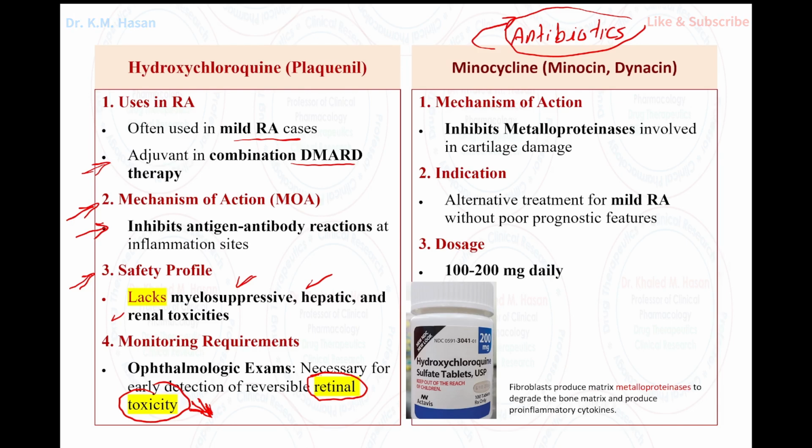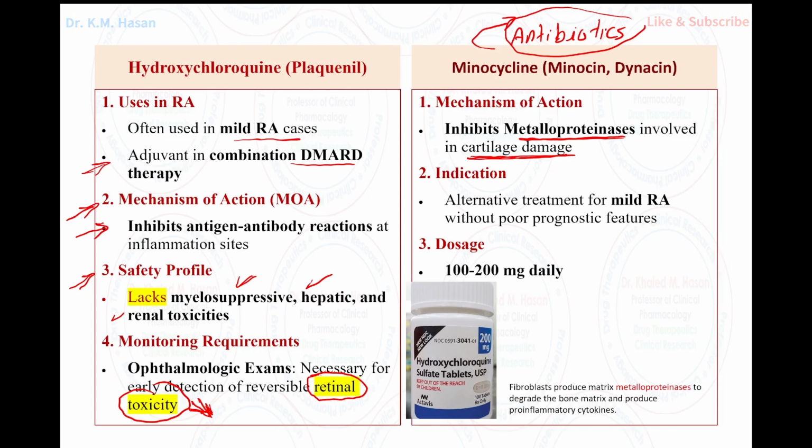Okay, how does this medication work? Minocycline inhibits the metalloproteinase enzyme, and this enzyme is involved in inducing cartilage damage. So our medication here inhibits the metalloproteinase enzyme, and this enzyme is responsible for cartilage damage.